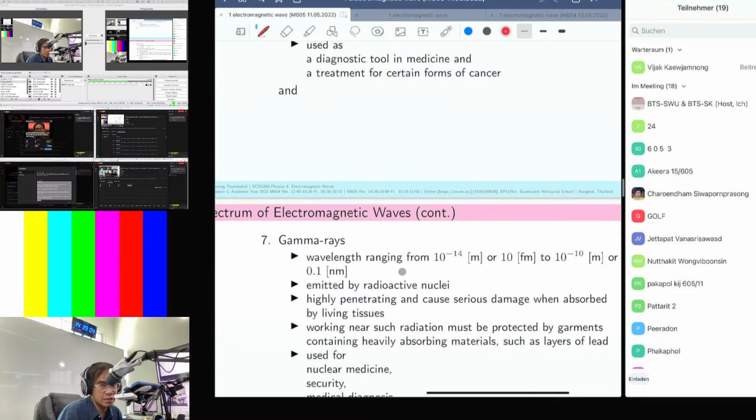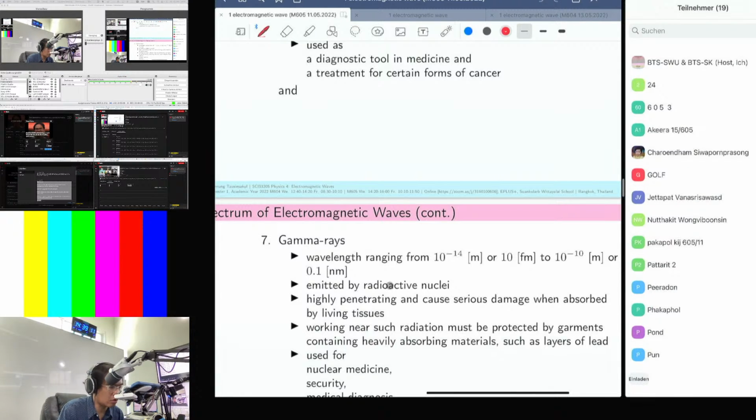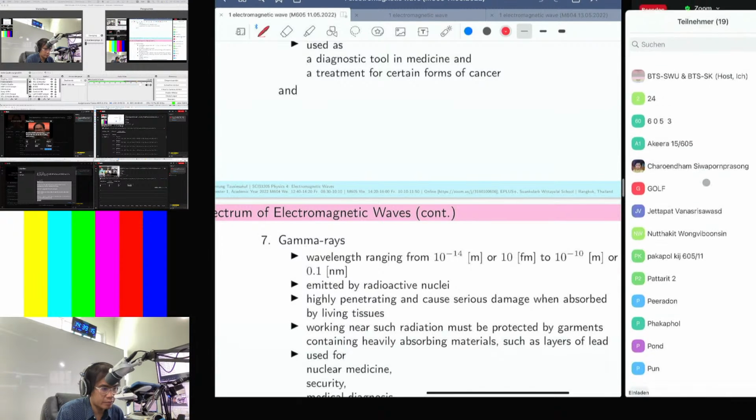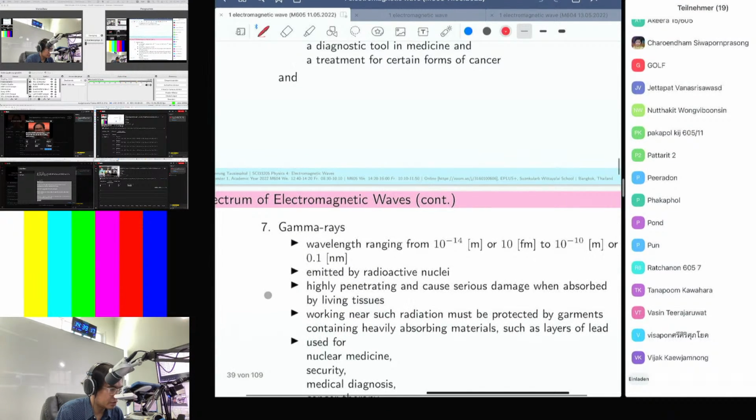alpha particle, which is the nucleus of helium-4, or the beta particle, which is an electron or positron.